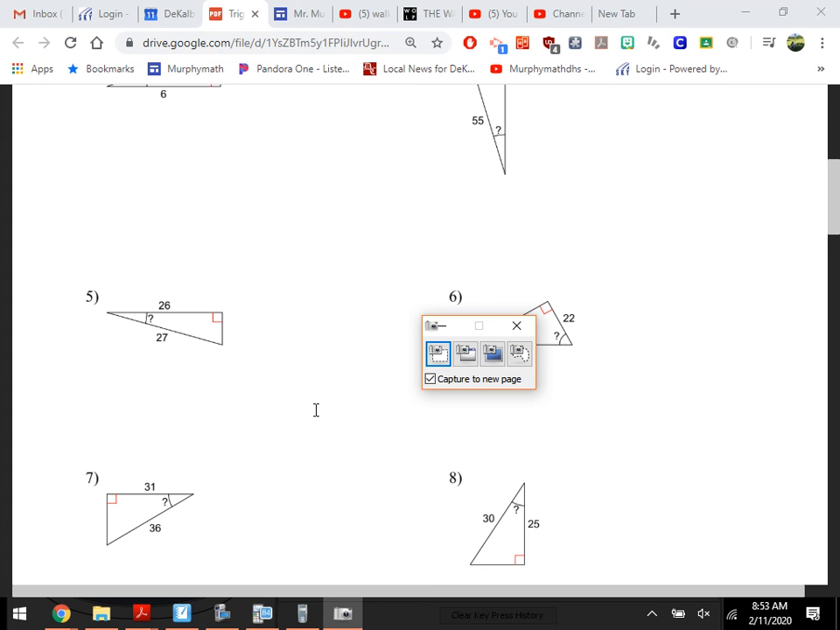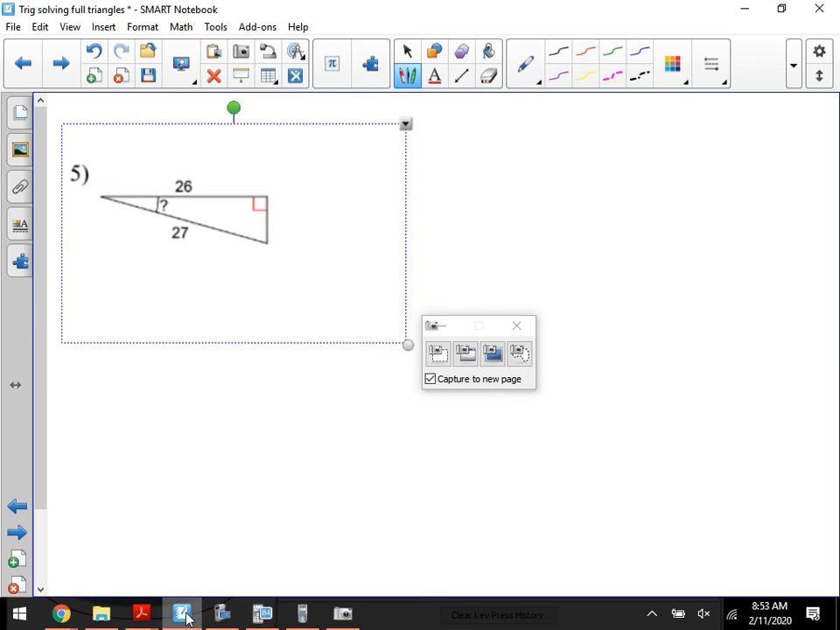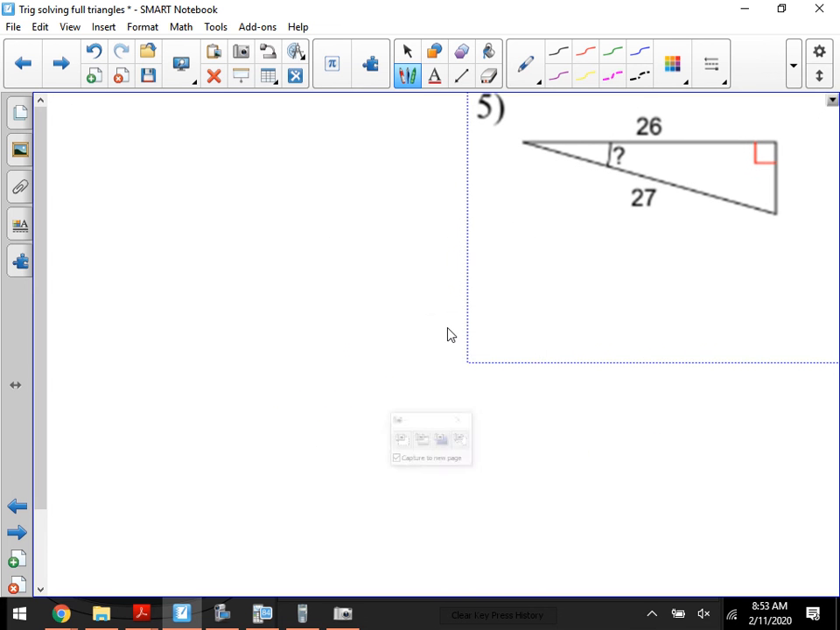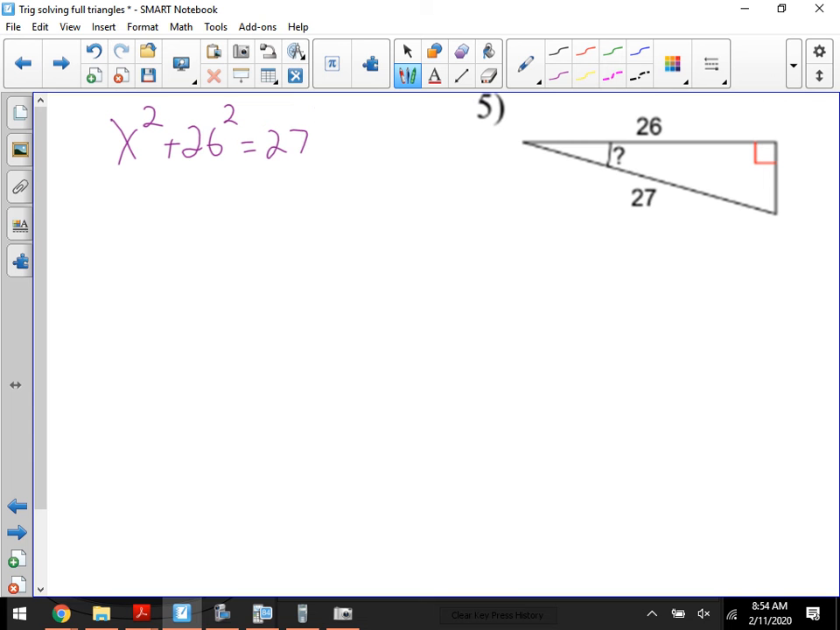What do you always do to find the third side? Pythagorean theorem. Okay. Now, is that third side a leg or a hypotenuse I'm finding? It's a leg. Very good. So to find my third side, I'm going to do something squared plus 26 squared is 27 squared. Be okay with that? All right. So that means in my calculator, all I have to do is type 27 squared, subtract 26 squared.